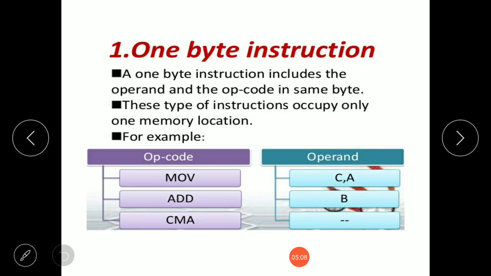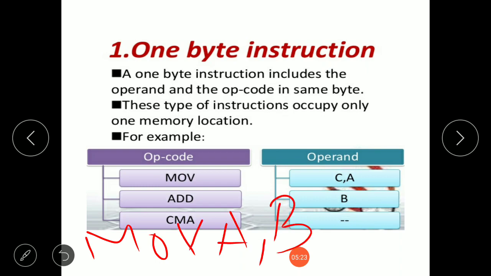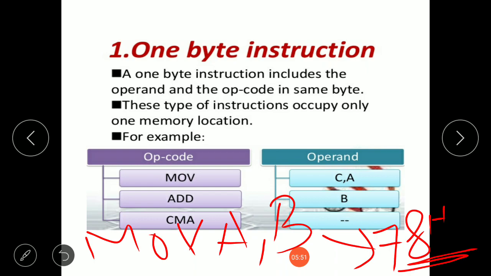For example, as I've told you, the MOV A, B instruction has the opcode 78H. H is written in the hexadecimal format. So what does this instruction do? It moves the content of register B to register A, and 78H is the opcode of MOV A, B. So besides the operation to be performed, this opcode 78H also specifies the registers which contain operands. 78H not only specifies the operation, it also specifies the registers which contain the operands.